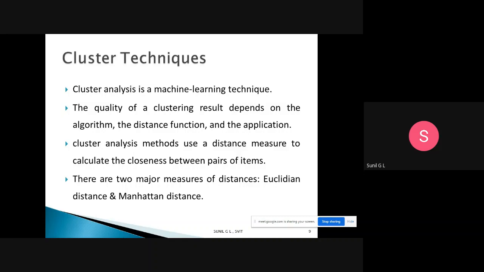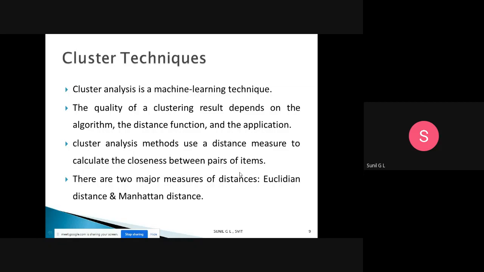The cluster analysis method uses a distance measure to calculate the closeness between pairs of points. First you identify one central point of a cluster. Then how do we know which points are nearer to that one? Based on the distance, which we calculate using two distance algorithms. The distance formulas are the Euclidean distance and the Manhattan distance. These are the most popular functions to calculate the distance between a pair of points. Usually we will use the Euclidean distance.